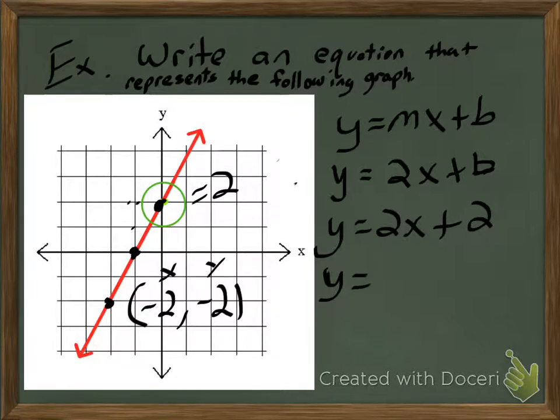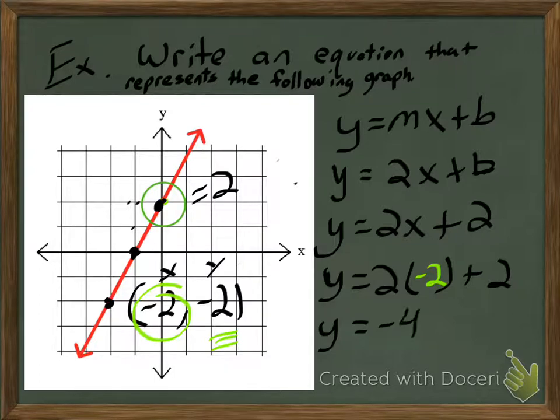Y equals 2 plus 2. Now, if I plug in this into here, I should get this as my answer. Let's try it out. Y equals 2 times negative 2 is negative 4 plus 2. Negative 4 plus 2 is negative 2.